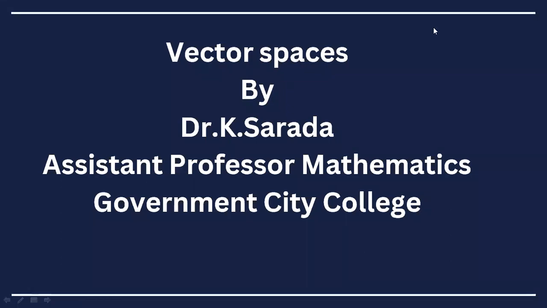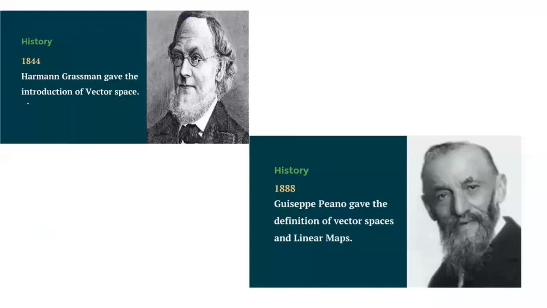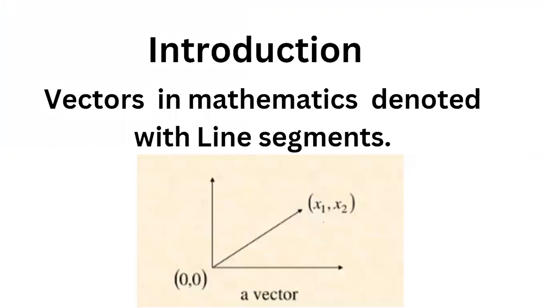Dear students, today I am going to explain to you about vector spaces. Before explaining about vector spaces, let me recall some basic definitions. In 1844, Hermann Grassmann gave the introduction of vector space. In 1888, Peano gave the definition of vector space and linear maps.